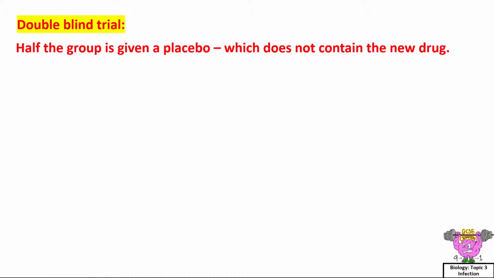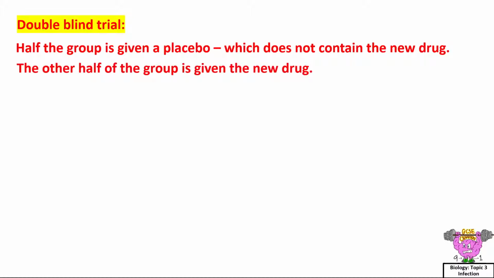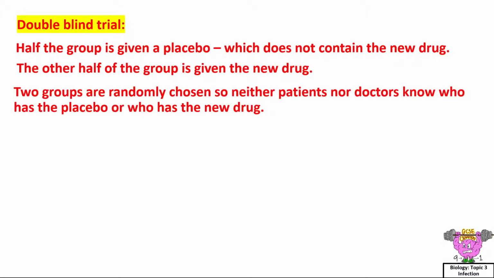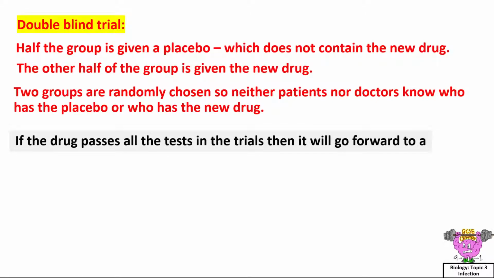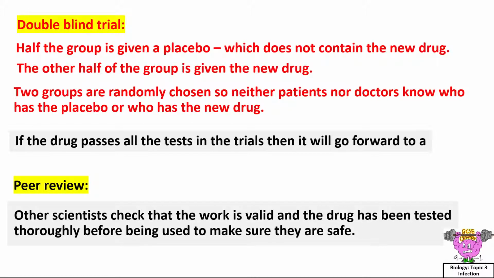Half the group is given a placebo, which does not contain the new drug. The other half of the group is given the new drug. Two groups are randomly chosen, so neither patients nor doctors know who has the placebo or who has the new drug. If the drug passes all the tests in the trials, then it will go forward to a peer review, where other scientists check that the work is valid, and that the drug has been tested thoroughly before being used to make sure that they're safe.